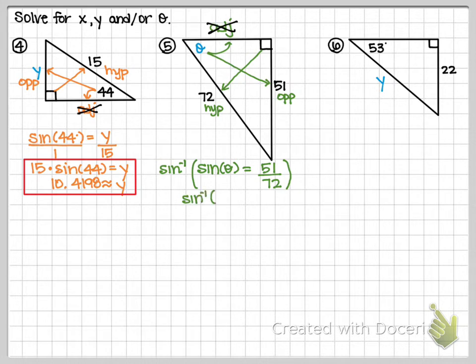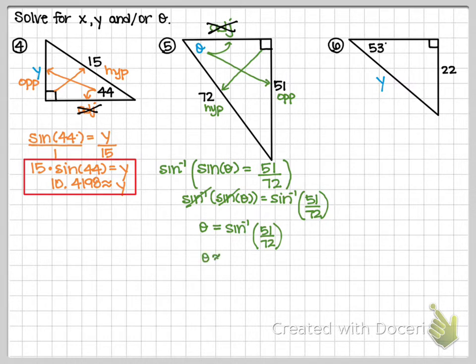So we'll do sine inverse on the right-hand side. That's going to force the sine and the inverse sine to cancel. So that's going to give us theta. So the exact value for theta is going to be sine inverse of 51/72. Type that into the calculator. It looks like we're going to get approximately 45 degrees.